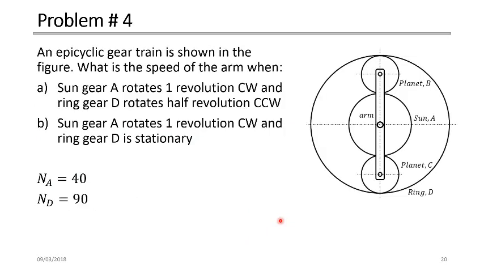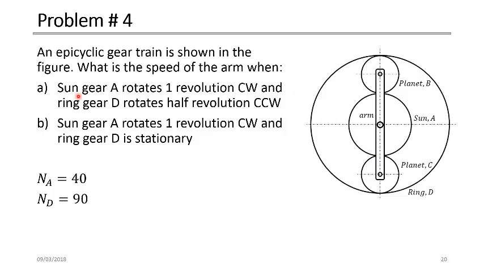So the last problem here is epicyclic gear. We have an epicyclic gear train shown in the figure. You see here we have the ring gear D, the sun gear in the middle, gear A, and two planet gears here, B and C. They are exactly the same, they are identical. We have the arm in here that is carrying these two planet gears.